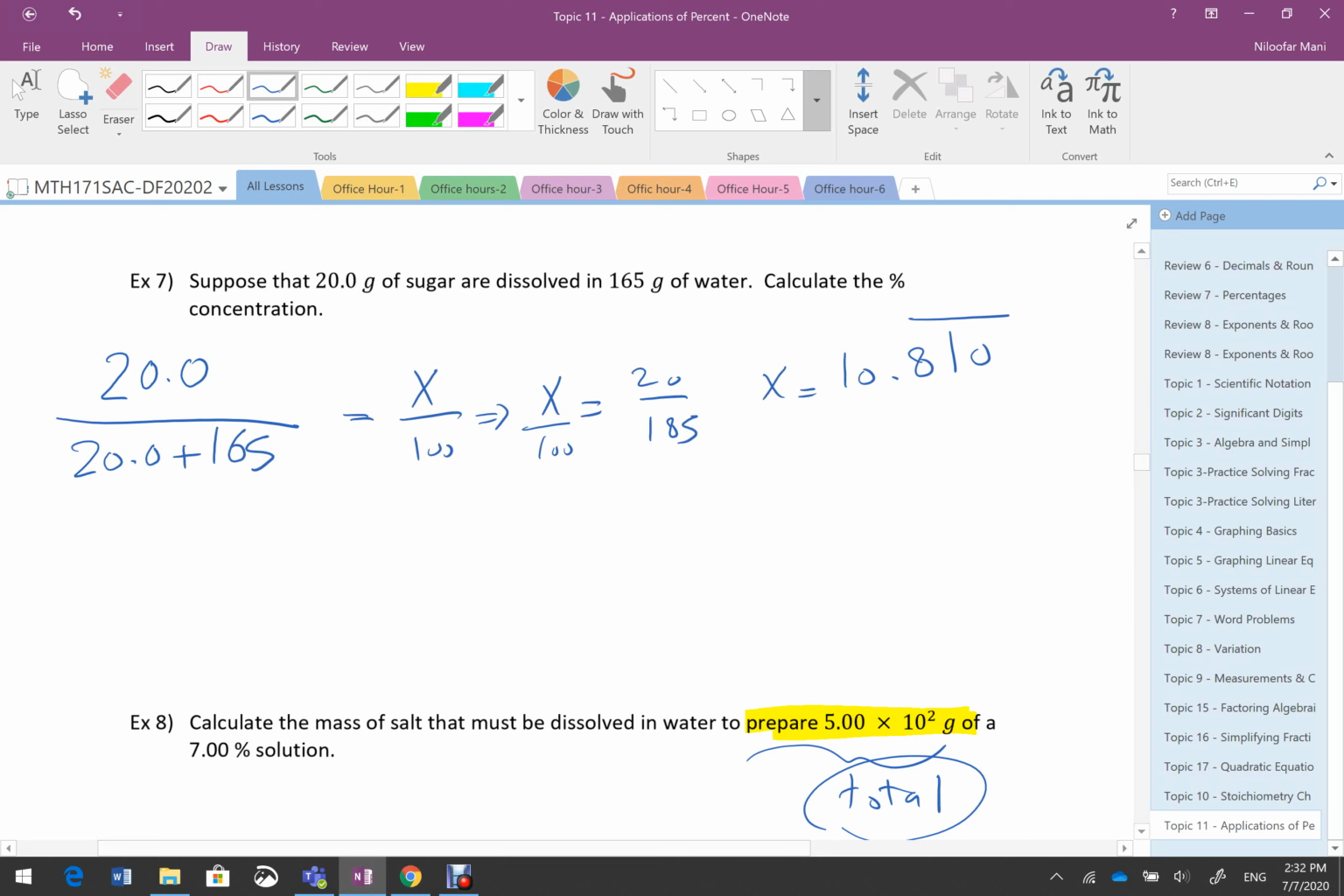So x is 10.810 repeated, and then I can round to 3 significant digits, so it is almost 10.8%. W over W, weight by weight, because both of them are weight. Total is gram, and this one is gram plus gram, so it's gram as well. Mass by mass. So that's the concentration of the sugar.